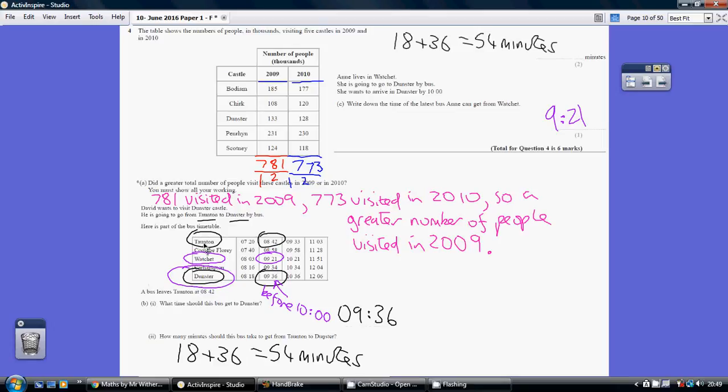So, let's have a look at Taunton. Which bus leaves at 8:42? Well, it's this column here. Now, what time should this bus get to Dunster? Well, there you go. It's getting to Dunster at 9:36.